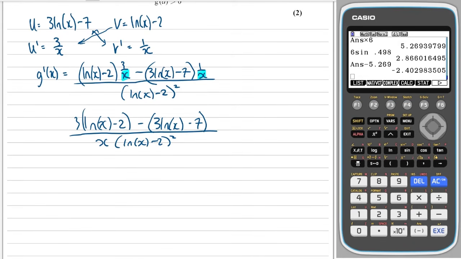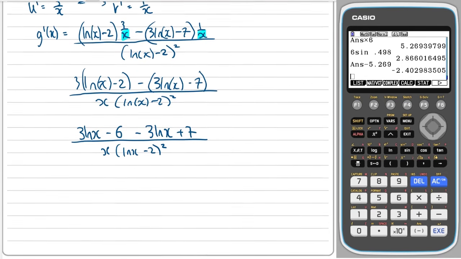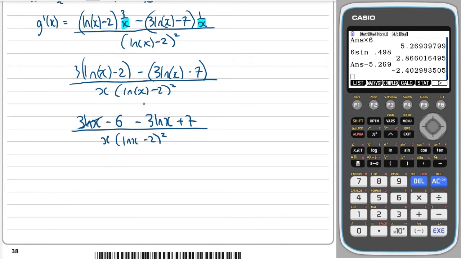Okay, let's multiply out the top line. I get 3 ln of x minus 6, and here I get minus 3 ln of x plus 7, all over this. I can't be bothered to write the brackets around the x's anymore. Cancel, cancel. 1 on top. So 1 on top, and we have x, and then this squared term on the bottom.